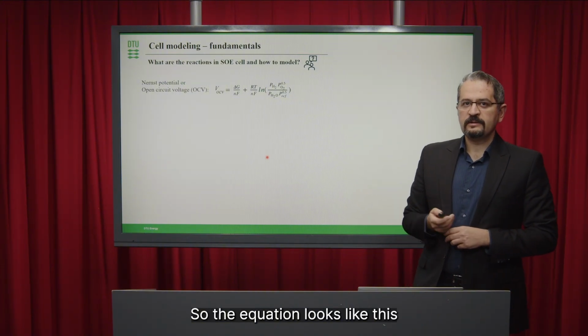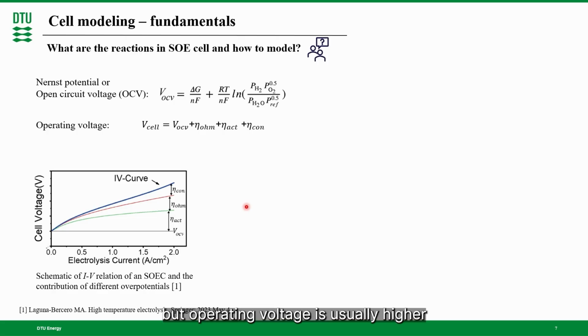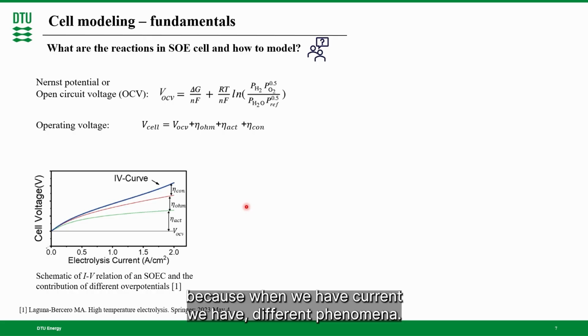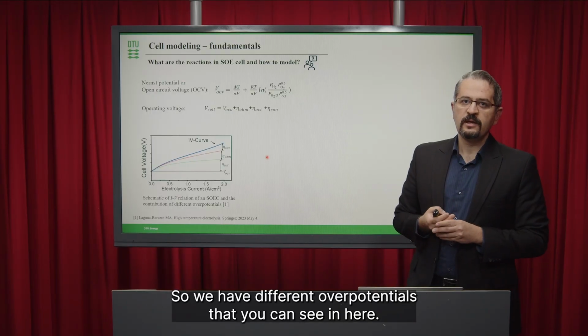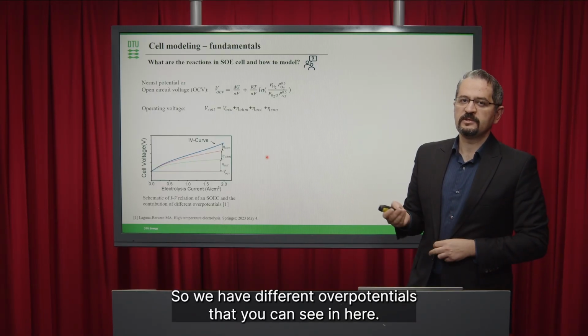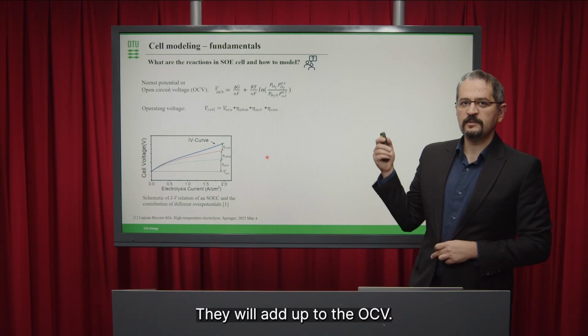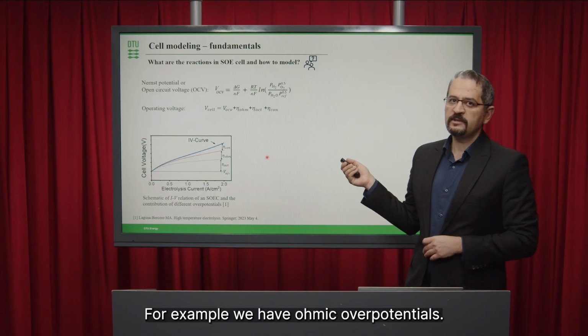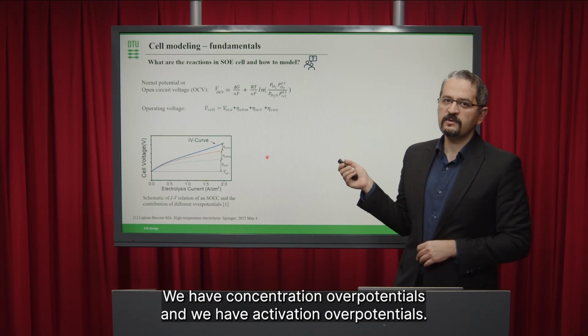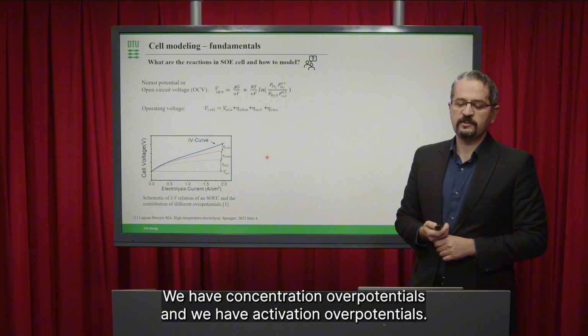So the equation looks like this, but operating voltage is usually higher because when we have current, we have different phenomena. We have some resistance for the electricity, some resistance for the mass transport and other species. So we have different overpotentials that you can see in here. They will add up to the OCV. For example, we have ohmic overpotentials, concentration overpotentials, and activation overpotentials.